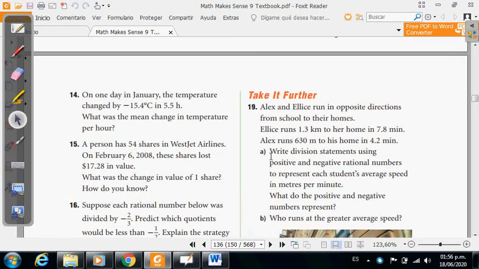Another problem which involves division of rational numbers, and in this case we're going to solve exercise number 14 from the book Math Makes Sense, number 9.